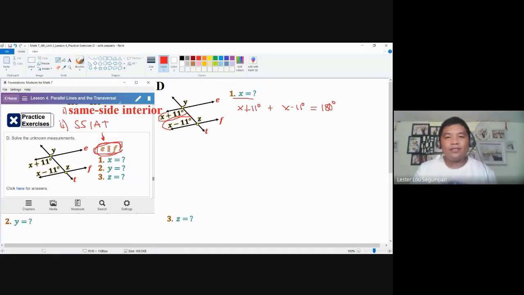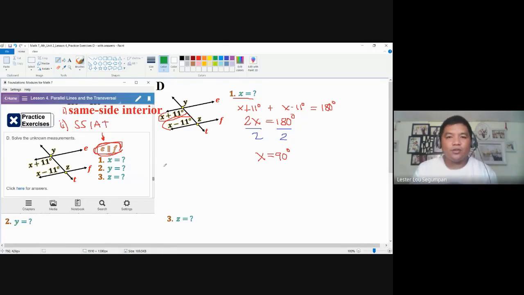And if we have this, simply apply the properties of equality. x plus x is actually 2x. 11 minus 11 is 0. 2x is equal to 180 degrees. And then divide both sides by 2. We will have x is equal to 90 degrees. So this should be the value of the variable x. But let us check it first.